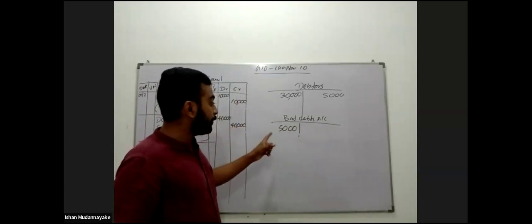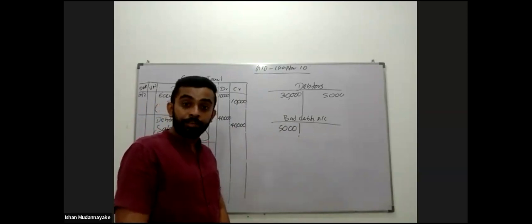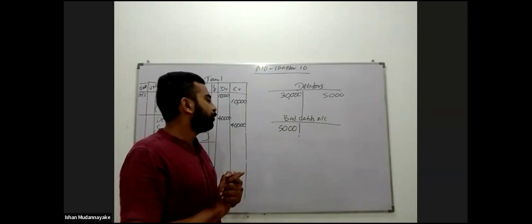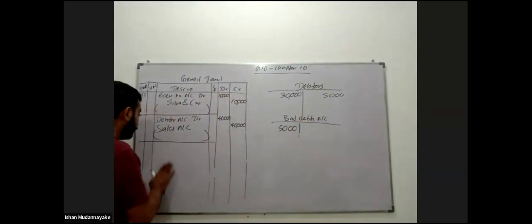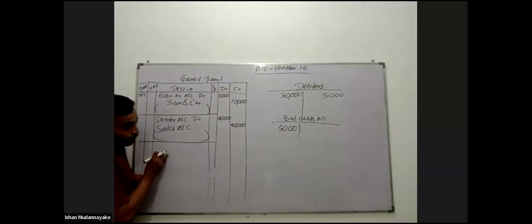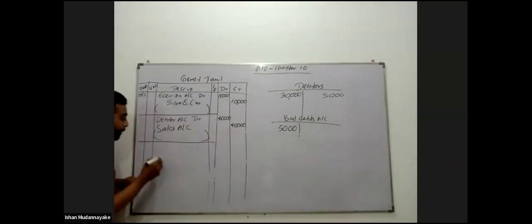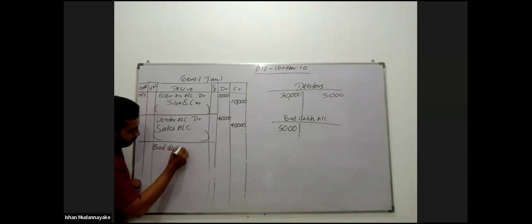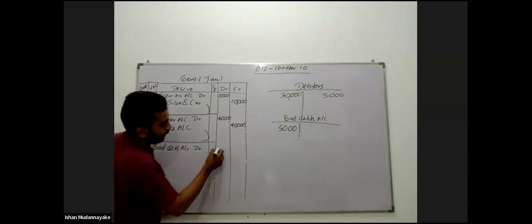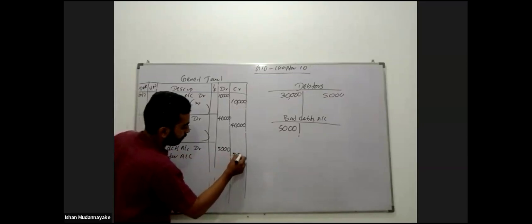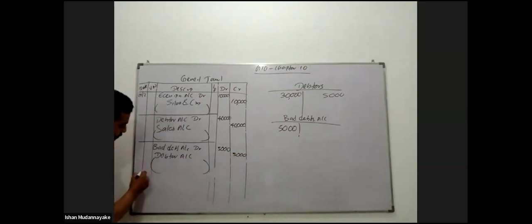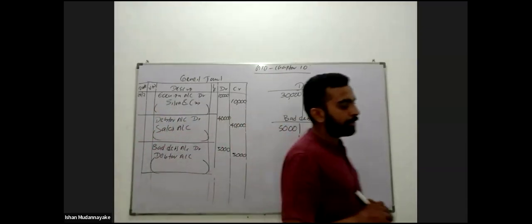Tell me, this double entry at first you need to record in the general journal. After recording this transaction in the general journal, you can pass this double entry. Tell me how to record in the general journal. You need to record the debit entry at first. Bad debts account debit 5,000. Debtor account credit 5,000. And then how to write the narration?